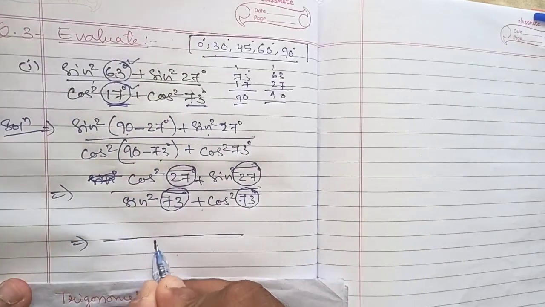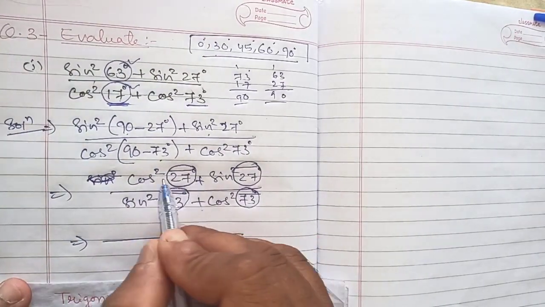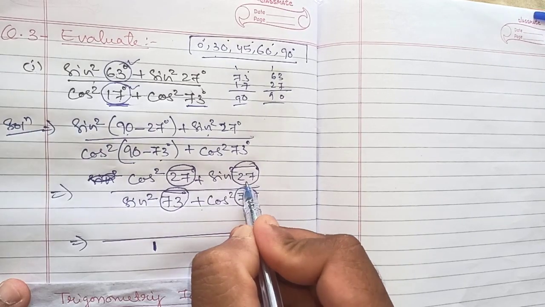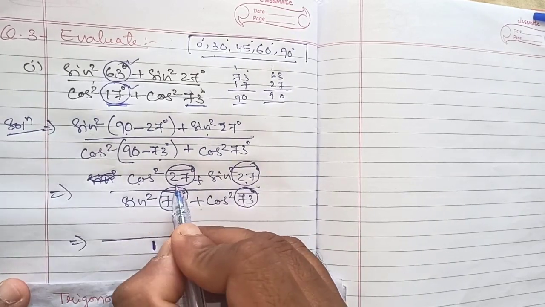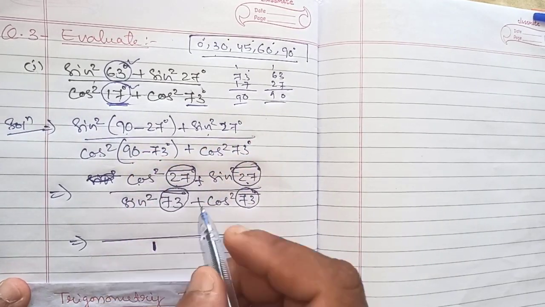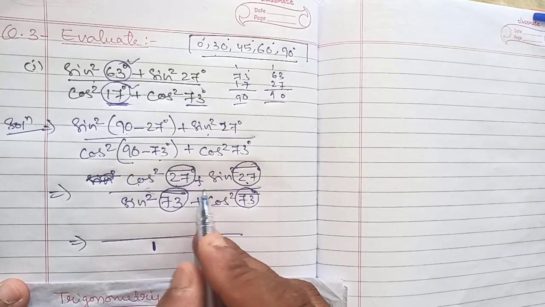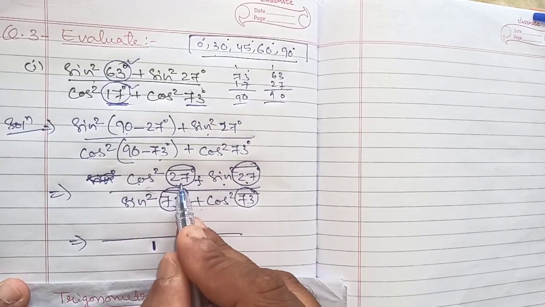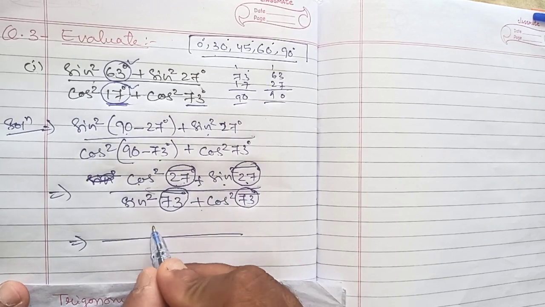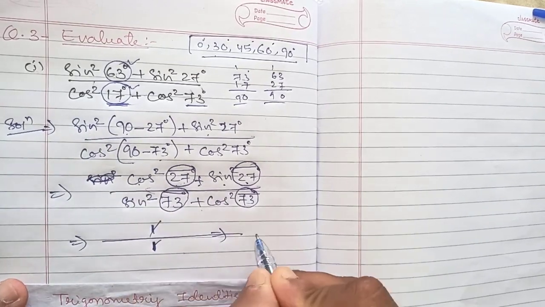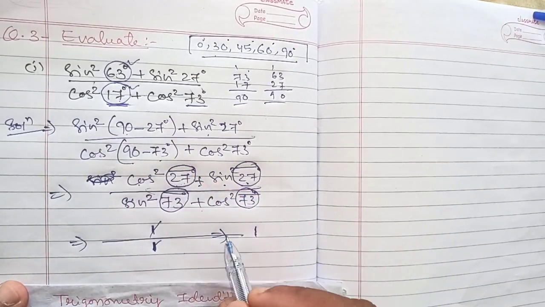That means the denominator will be 1. Same for this also: sine square theta plus cos square theta. It is written in the reverse order, but the result is the same. Sine square theta plus cos square theta is also 1. So 1 divided by 1 is 1. So the answer for the first bit is 1.